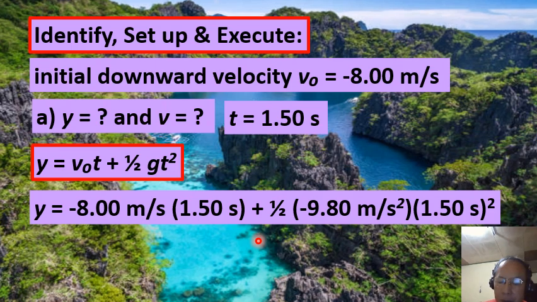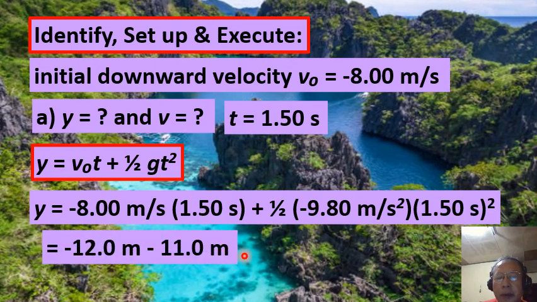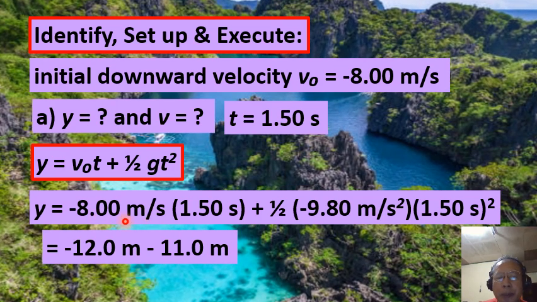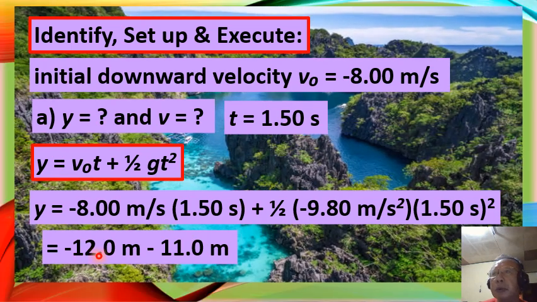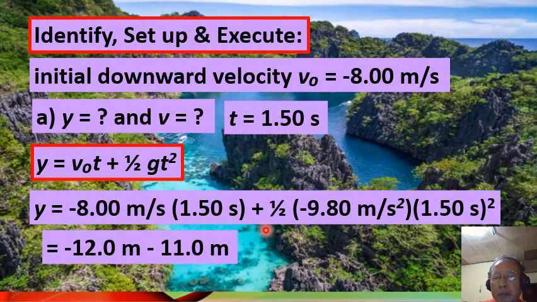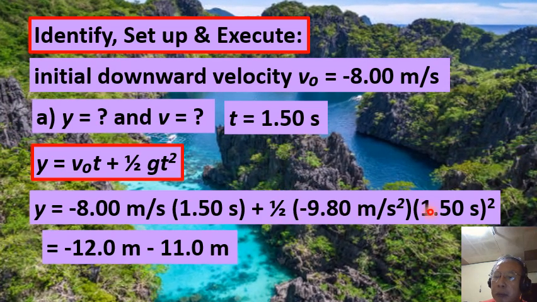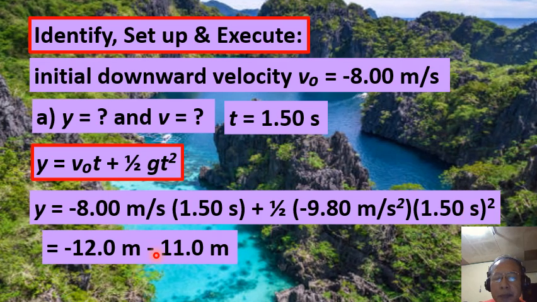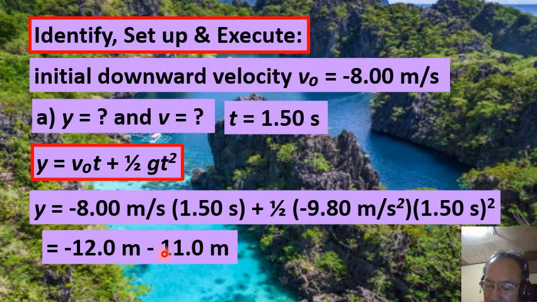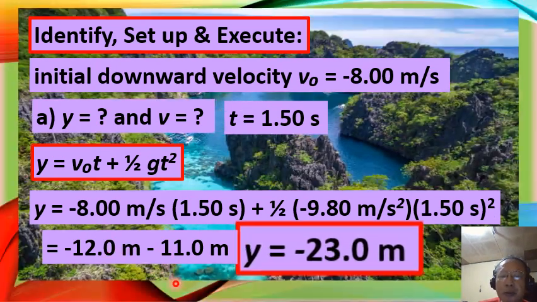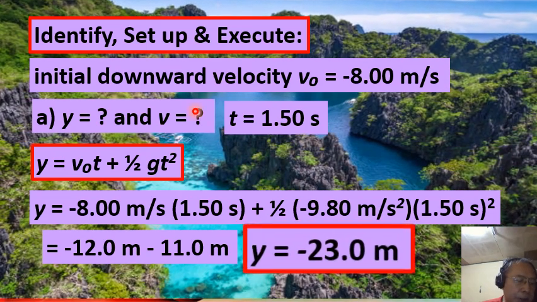So when we do our math, we will find the value of the position y, all right? First, the result of multiplying negative 8.00 by 1.50 seconds, so we get negative 12.0 meters. And that of 1/2 times negative 9.80 times 1.5 squared, we will get negative 11.0 meters. And finally, we get the value for the position y or the displacement y equal to negative 23.0 meters.